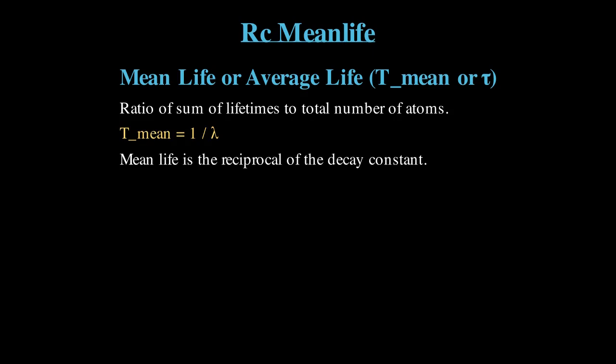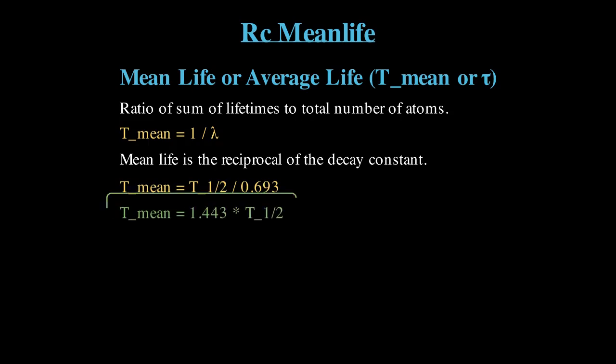We can also relate it to half-life. Since t 1/2 is 0.1693 by lambda, we can write t-mean equals t 1/2 divided by 0.1693. This evaluates to t-mean equals 1.43 times t 1/2. So, the mean life is always longer than the half-life.